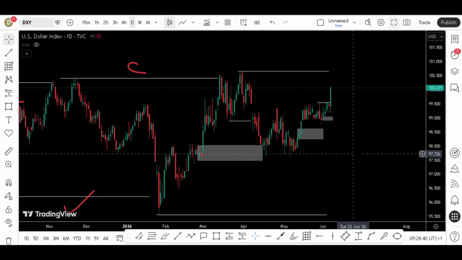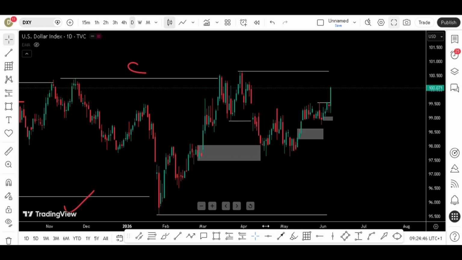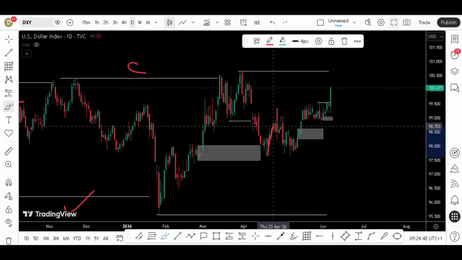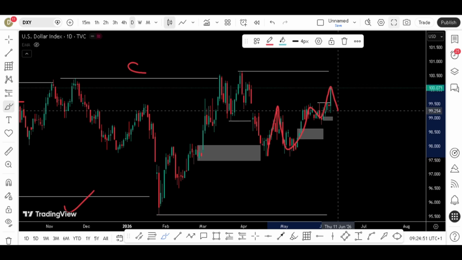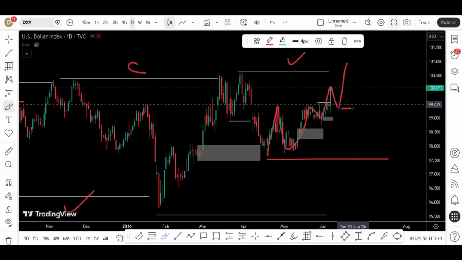You can see when we got to this level, the market started reacting. So it shows that we are expecting DXY, the dollar index, to continue pushing up till we have a break of structure here, and this will serve as our low. Then the process will continue.